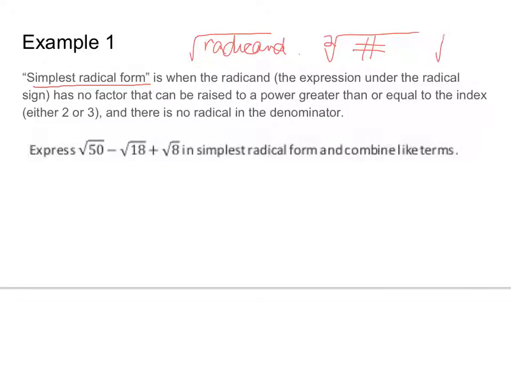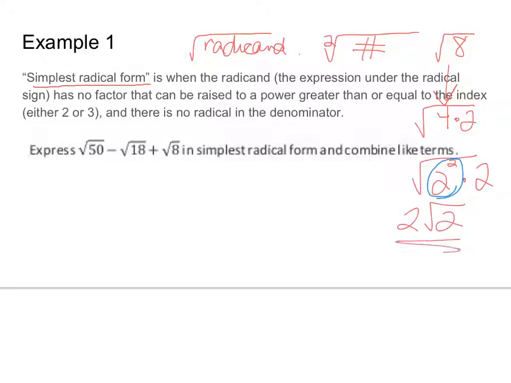So if we have an 8, I can't take the square root of 8, but if we break that 8 into its factors of 4 times 2, 4 is really 2 raised to the second power times 2. This factor right here, I can take the square root of. The square root of 2 squared is 2, so we get 2 square root of 2. So this is the simplest form.